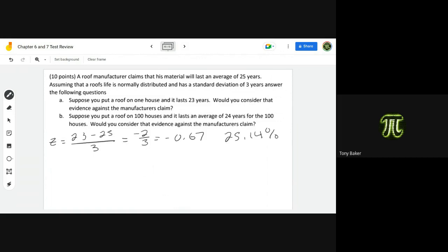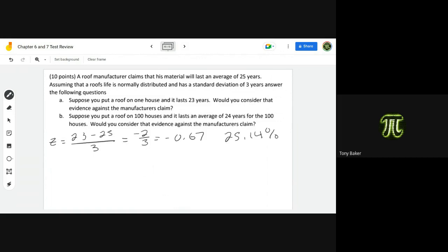If he says his roof has an average life of 25 years, and you got 23 years out of it, would you say he was wrong? 25% means 1 in 4 roofs are going to be lower than that, right? So that's not that bad. He's not guaranteeing 25 years exact. He's saying an average of 25 years. So that's within the realm. So it's not evidence against the manufacturer's claim? No, because that number is close. It's not a very small percentage.